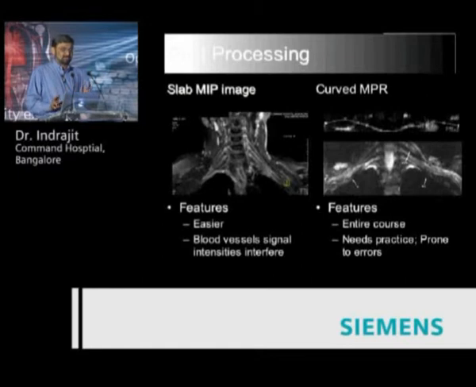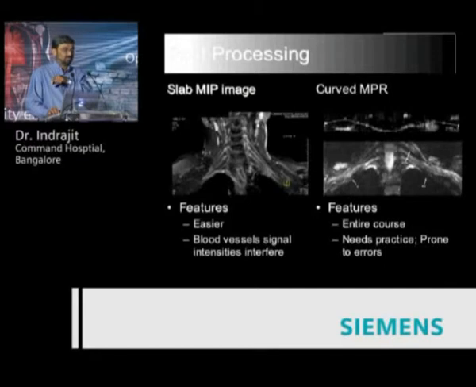Post-processing is of two types: slab MIPs and curved MPRs. Slab MIP is very easy. You just take the coronal, about 10 or 15 of those slices, and load them onto the 3D card, and then you would get all the individual slices fused and you would get dramatic images. It's easier, but there's a problem of blood vessels interfering.